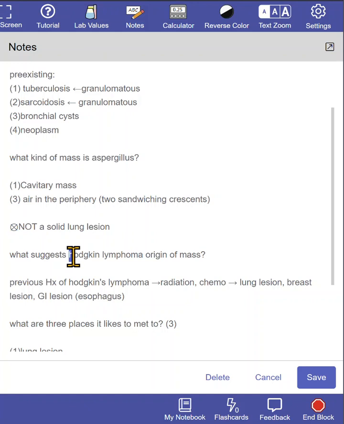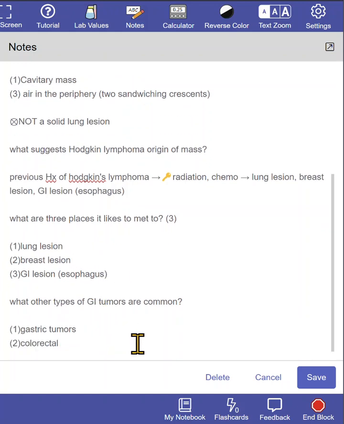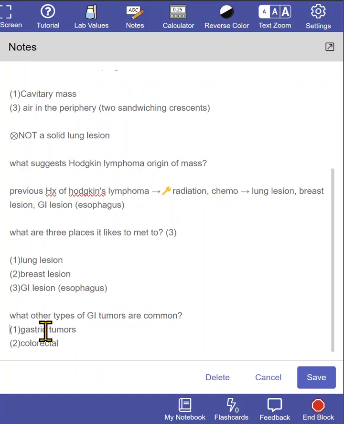So what suggests Hodgkin's lymphoma? Origin of the mass. So previous history of Hodgkin's lymphoma, radiation, chemo is key here. And then lung lesions, breast lesion, GI lesion. So what are the three places it's likely to met? You can have lung lesions, breast lesions, and GI. And what other types of GI tumors are common? Gastric tumors and colorectal tumors.